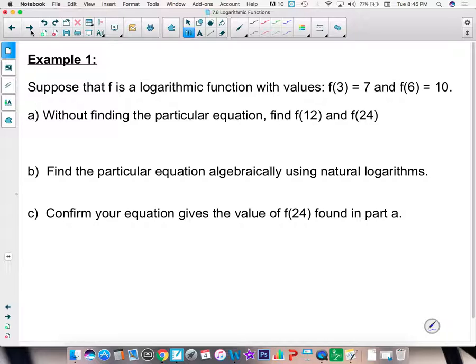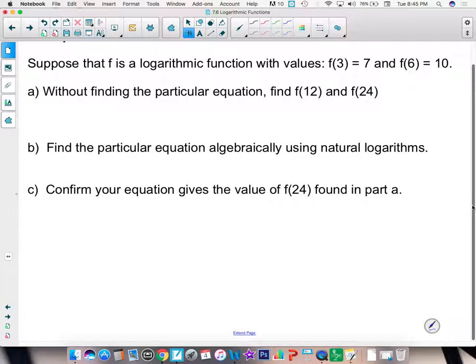So remember how we did this stuff before. We had to make an XY chart with the given values. So x is 3, y is 7, x is 6, y is 10. What was the pattern of logarithmic functions? Well, we know that they're inverses of exponentials. Exponentials were add, multiply, so we have to switch that around. So it's going to be multiply, add.